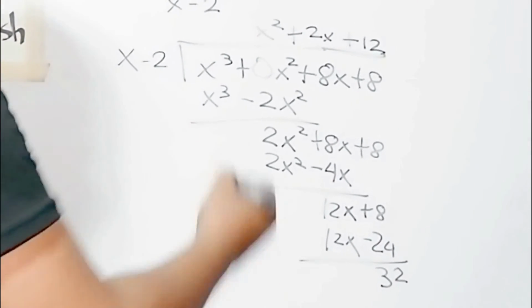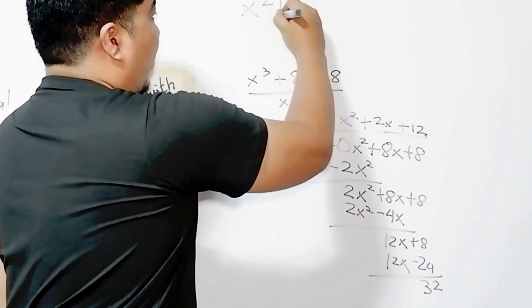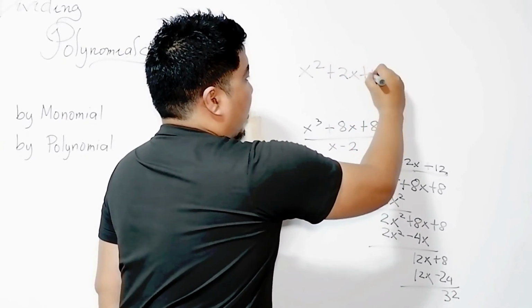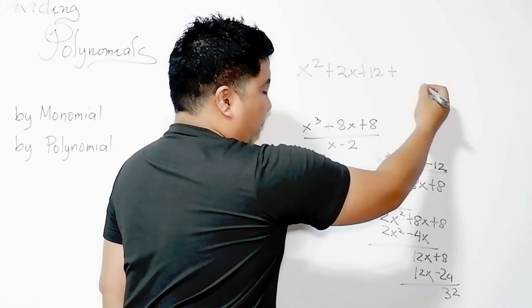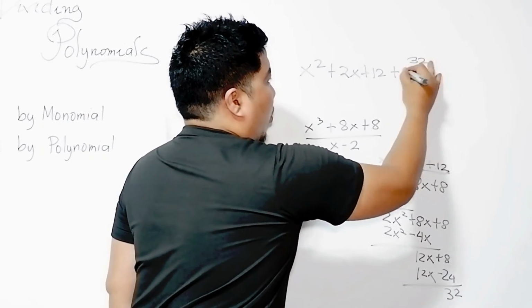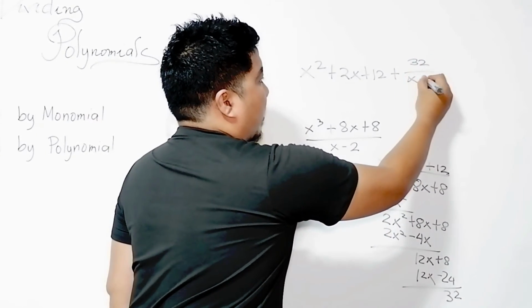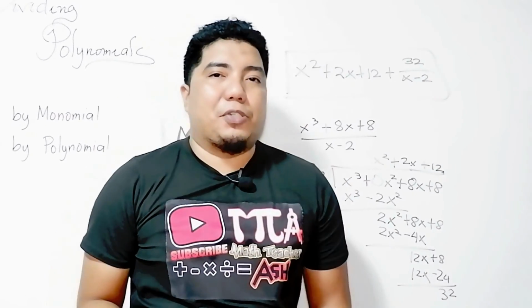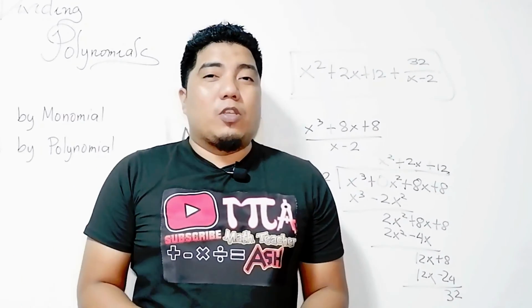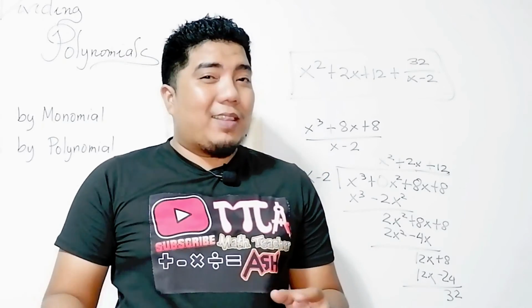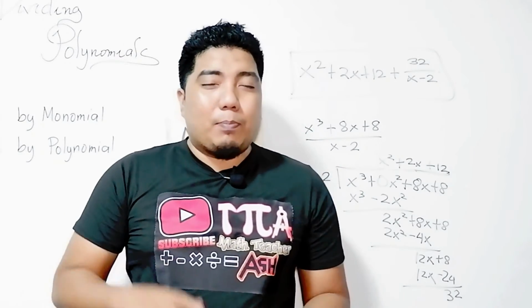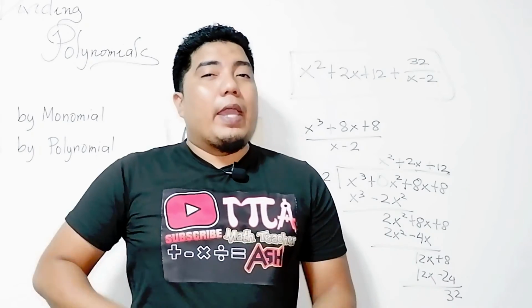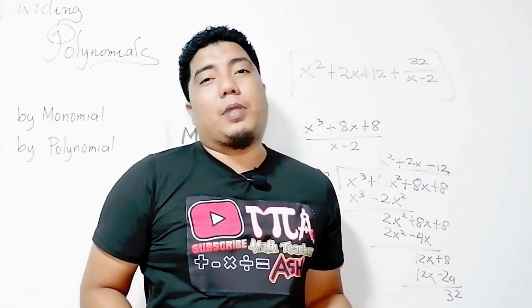So, how will you write your answer? That is x squared plus 2x plus 12 plus your remainder 32 over the divisor x minus 2. And this is your final answer. Easy, right? So, my dear math learners, I hope you get the idea on how to divide polynomials by a binomial and polynomials by a polynomial.